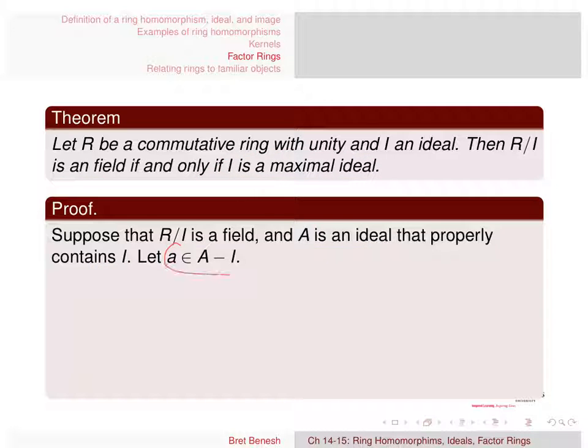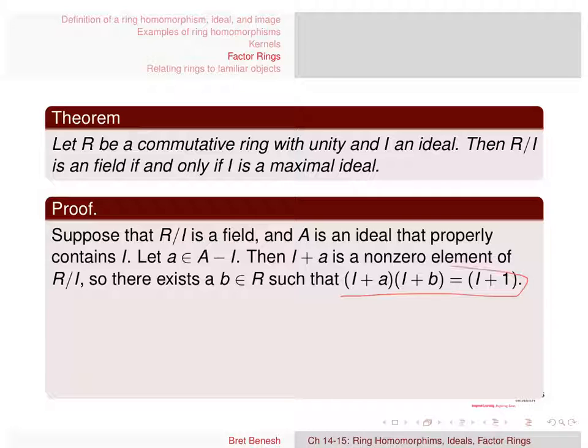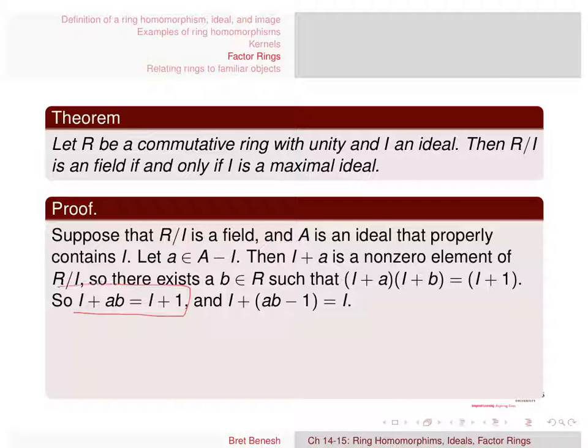Since A properly contains I, there's some element a in A that's not in I. This is a non-zero element of R mod I. Why is it non-zero? Because a is not in I. So it has to have a multiplicative inverse. Let b be a inverse here. So this is what I get. And so subtracting both sides, I get that ab minus 1 is an element of I. And because it's in I, it's got to be in A, because A properly contains I.